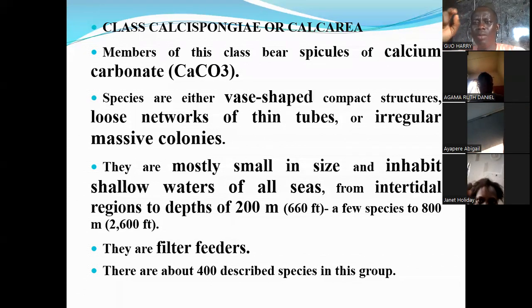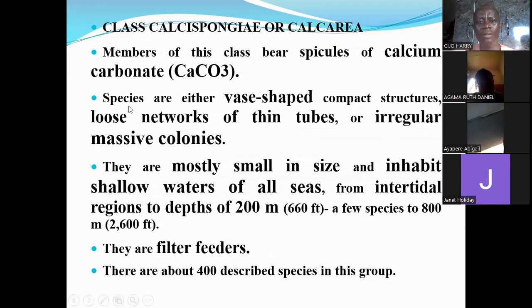Their spicules, that is the internal skeletal structure, the hard structure found inside their body wall, are made up of calcium carbonate. These sponges can be vase-shaped with a compact structure, or they can be loose networks of thin tubes, or irregular massive colonies.